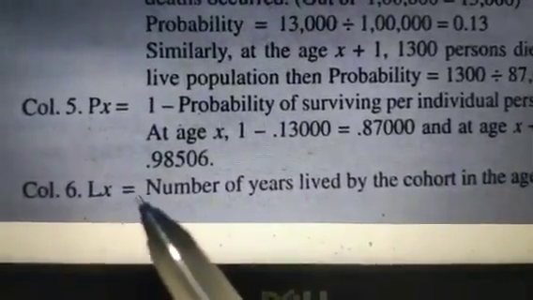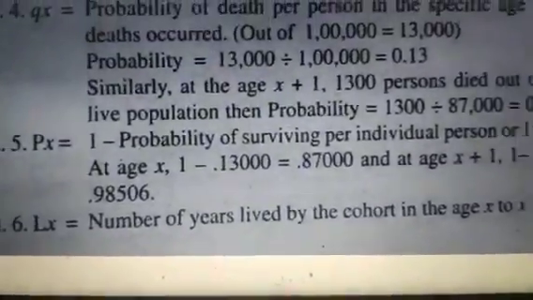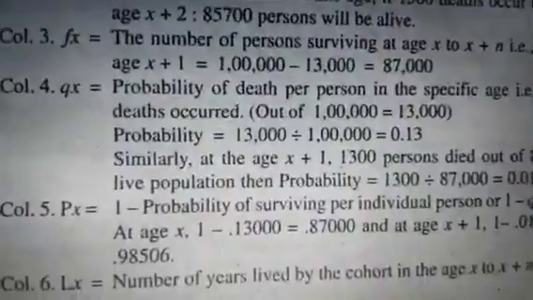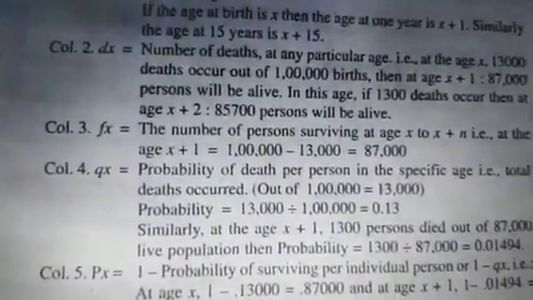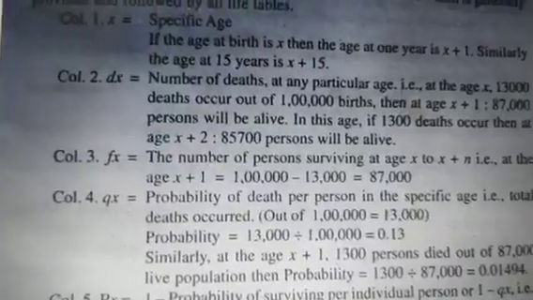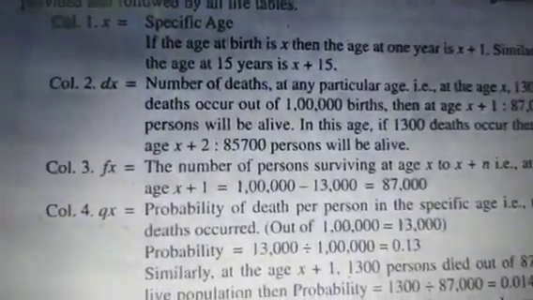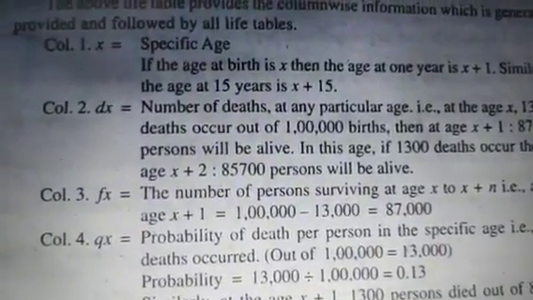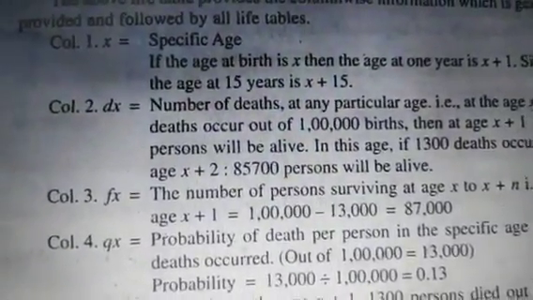And lastly, column 6 is Lx, capital L, that is the number of years lived by a cohort in the age of x to x plus one whole year. This is life expectancy. So these are all the terminology only for the UG students, and you have to deal with only the meaning, concept, definition of the life table and the various columns of the life table, and that may be dealt with as how to prepare an effective life table.